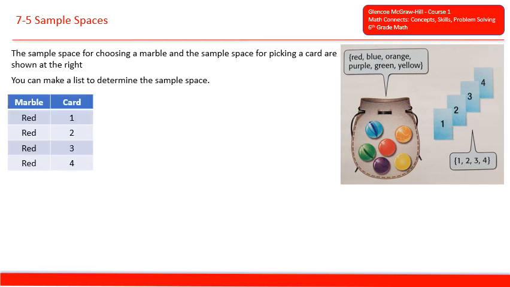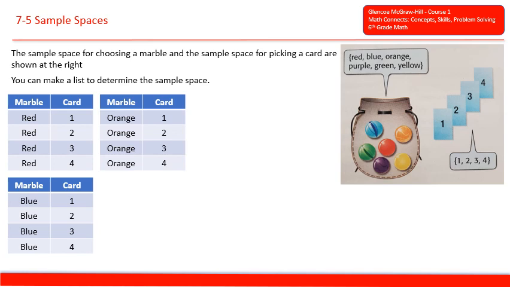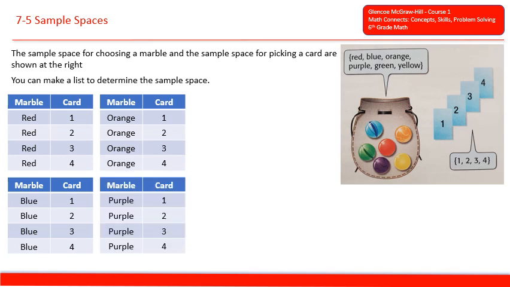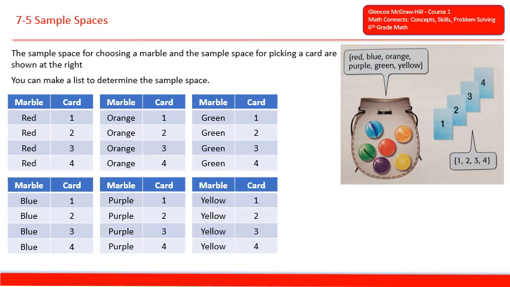So we have a red marble with each card, so red and card 1, card 2, card 3, card 4. And then we make a list of the blue marble with each card, the orange marble with each card, the purple marble with each card, the green marble with each card, and the yellow marble with each card. So if there are 4 possible cards you can pull with each color marble, and there are 6 marbles, we have 24 possible outcomes.